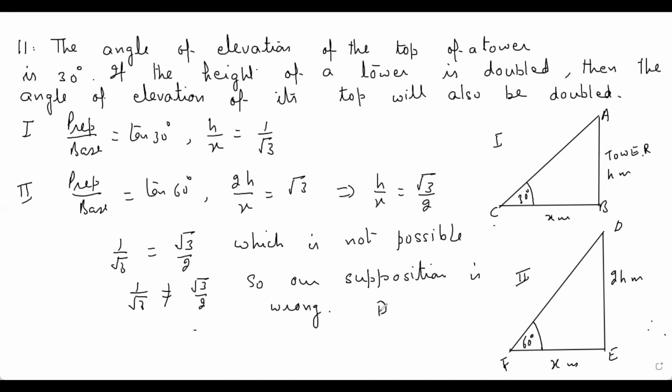So angle DFE is not equal to 60 degree. It means if the height of the tower is doubled, then the angle of elevation of its top will not be doubled. So false statement.